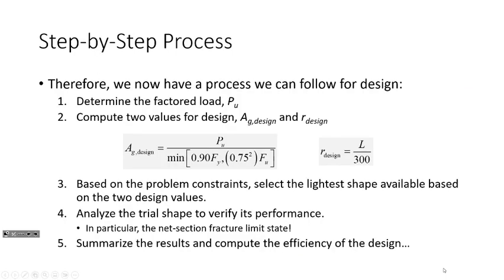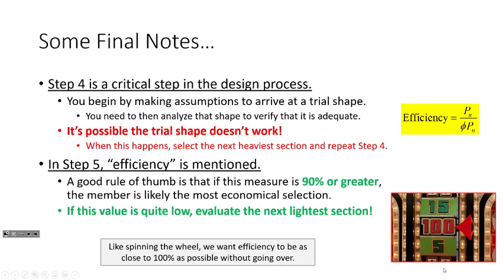But how do you design a tension member? We'll talk about this on Monday. Get your factored load. We compute what I'm calling our two design values. The design values being a limit on the radius of gyration and a limit on the gross area. Pick a member, take that member and analyze it and make sure that it works. Summarize the results and compute the efficiency of the design. We'll talk about the efficiency of the design on Monday, but by and large, as I mentioned, it basically goes to a Price is Right analogy. So efficiency can't be over 1 because then you don't go to the showcase showdown.